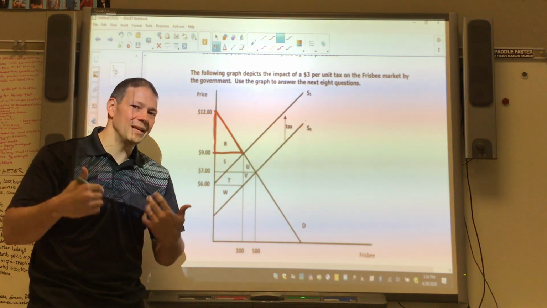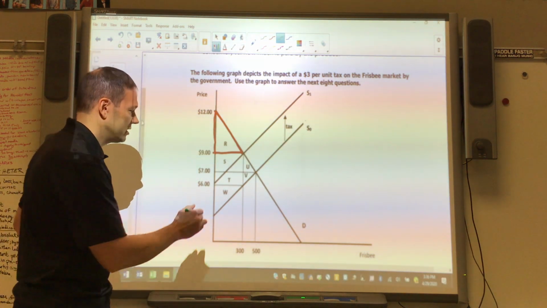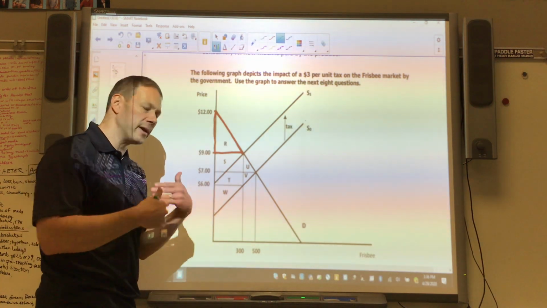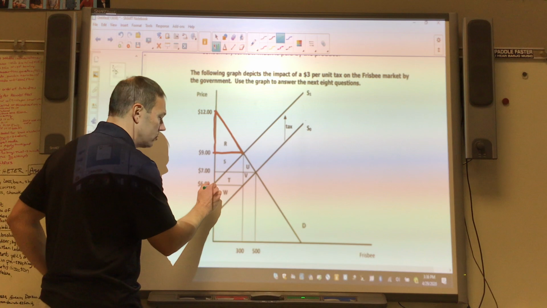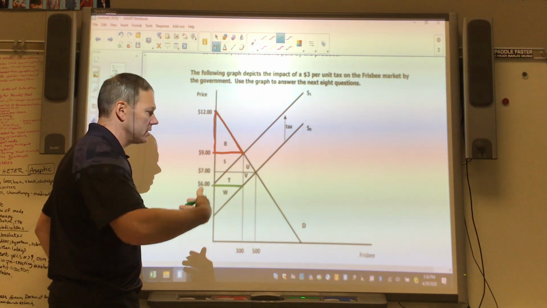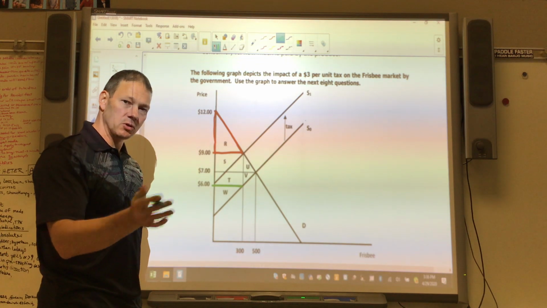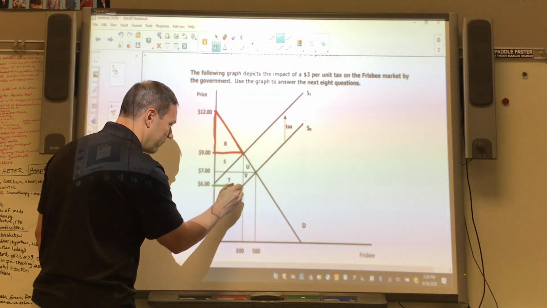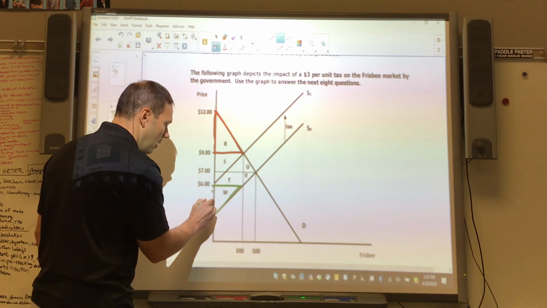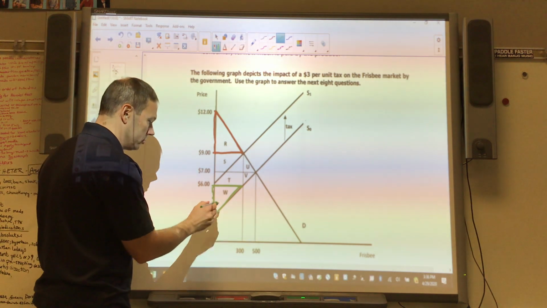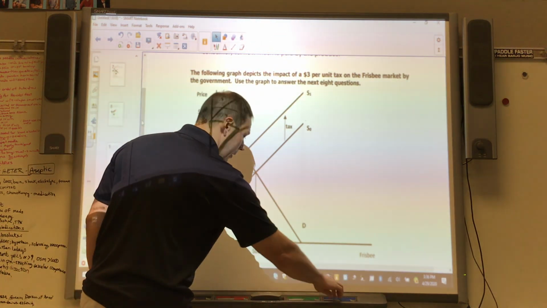How much do you really get to keep? And the answer is $6. So when you say producer surplus is the area below price, we're talking about the price that they actually receive, which is now here at $6. So $6 is the price. So what's producer surplus? Below price, above supply, and to the left of quantity, which is 300. And so area W is going to be our producer surplus, okay?